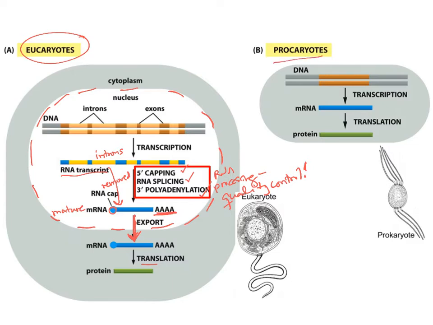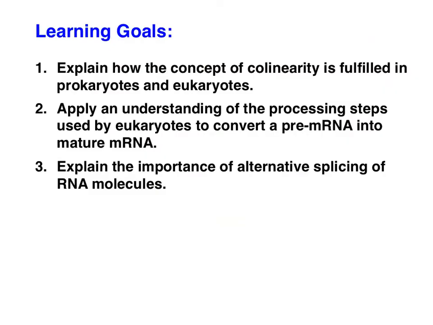In prokaryotes, on the other hand, because there's no nucleus, translation can begin as soon as mRNA transcription occurs. There's no separation of transcription and translation. So I'm going to write of transcription and translation. There's no time for any of these RNA processing things to occur, but there's also no need for them to occur. So let's talk about the details in eukaryotes of RNA splicing, capping, and polyadenylation.